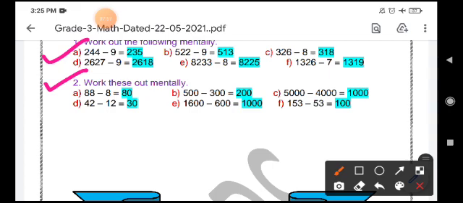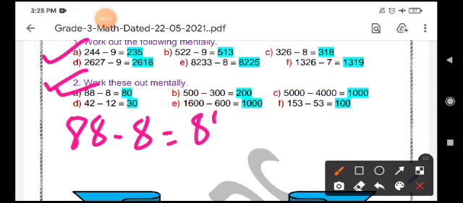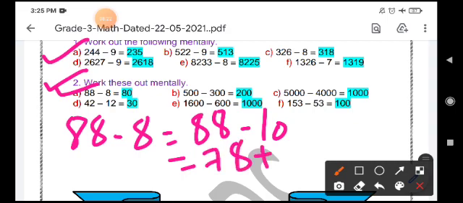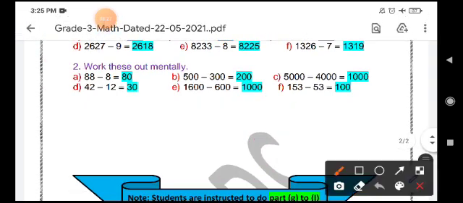Work these out mentally. So we are having 88 minus 8. What to do? You can do it mentally, right? So when you are asked to do 88 minus 8, what you are going to do is 88 minus 10. Okay? 88 minus 10 is 78. Then plus 2, it comes to be 80. So 80 is the answer.